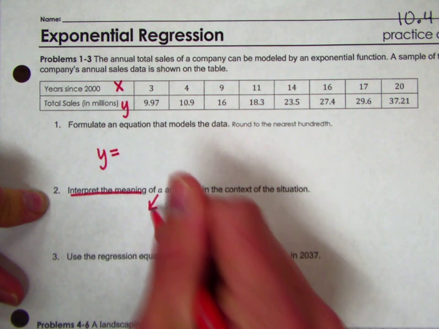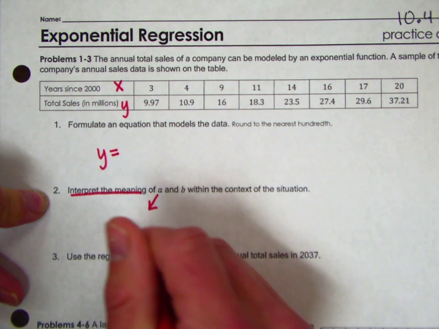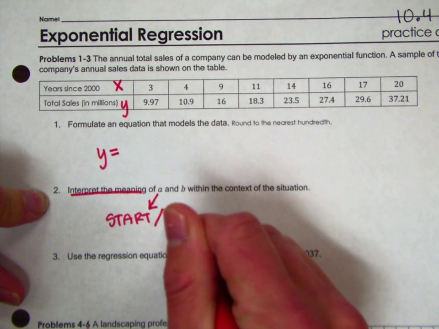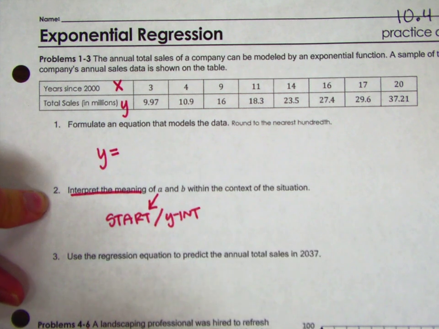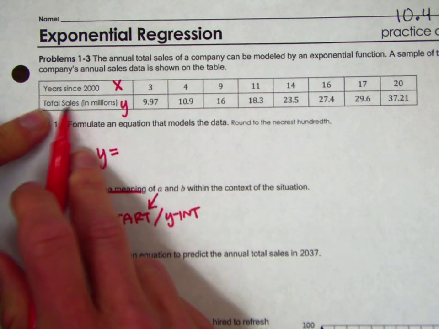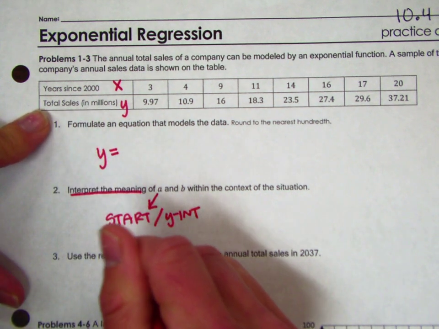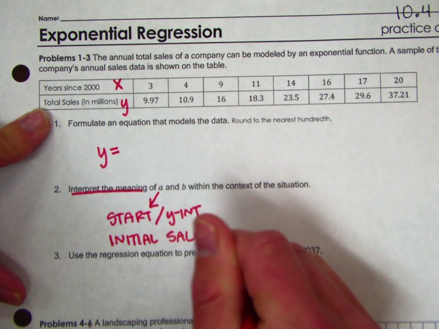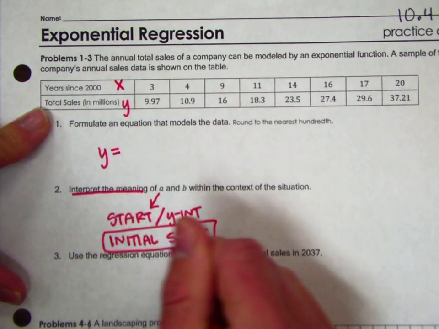So remember, the A value is going to be your starting point or your y-intercept. And so on this one, I know that my y-intercept is the total sales. So this one is going to be initial sales. That is the answer for interpreting what the A value is.